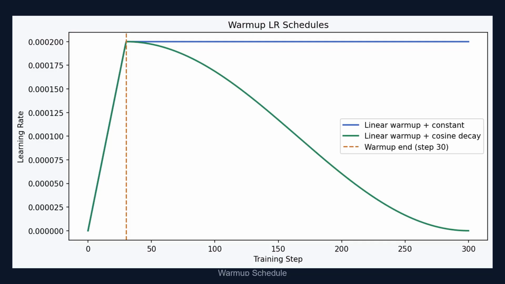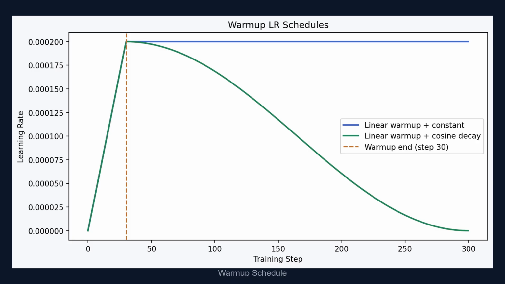This chart illustrates two warm-up strategies: a linear warm-up that holds at a constant learning rate afterward, and a linear warm-up followed by cosine decay. The warm-up phase, ending at the dashed orange line around step 30, exists to protect the model from large destabilizing gradient updates at the very start of training, when the LoRa weights are randomly initialized and the gradients are noisy. Without warm-up, the first few steps can push weights into bad regions that take many steps to recover from.